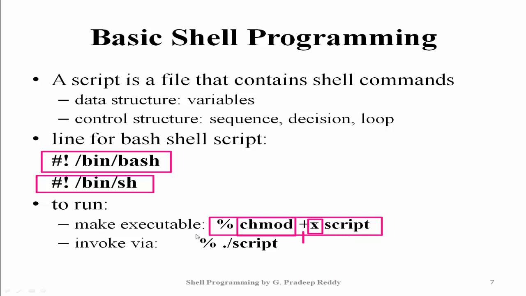You can invoke a bash script by specifying ./ followed by the script name, so that you can execute the script after specifying the executable permission, which makes the script executable.